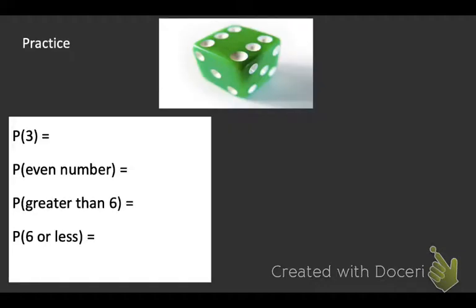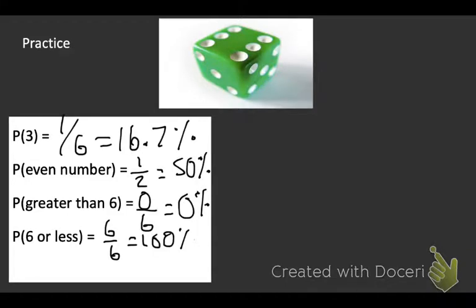Okay, I'm going to let you do these 4 problems. Pause the video, please, and do the 4 problems. All the P means is the probability of getting a 3, the probability of an even number. So pause the video. Make sure you are writing everything as a fraction and a percent, both.